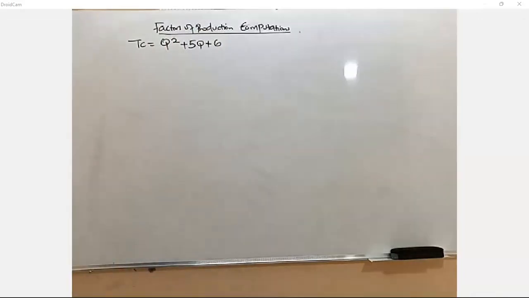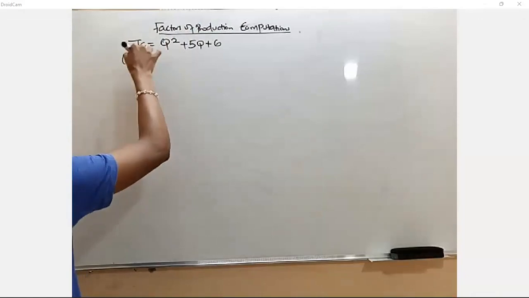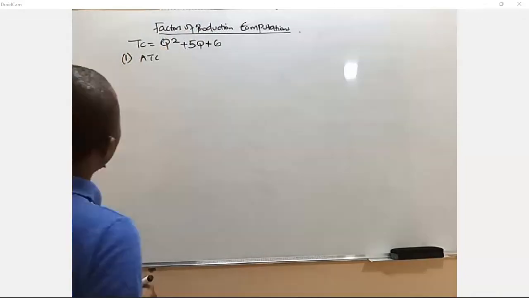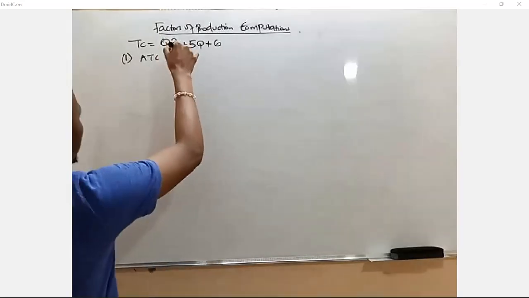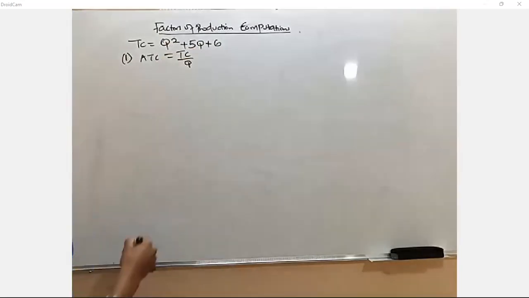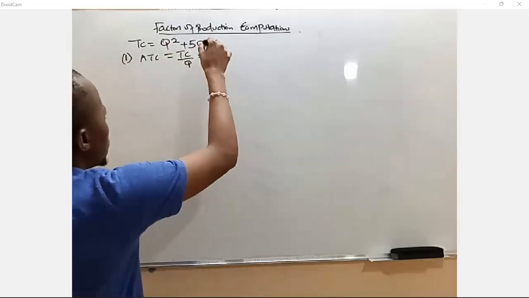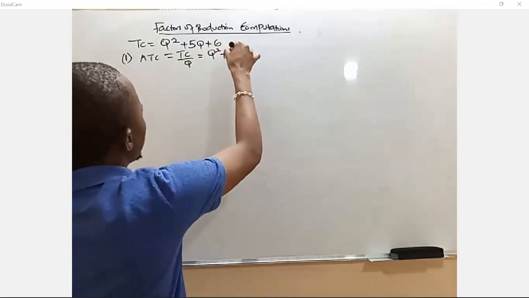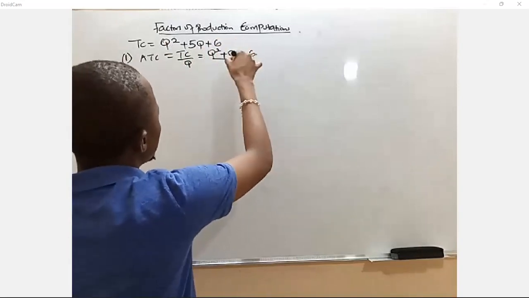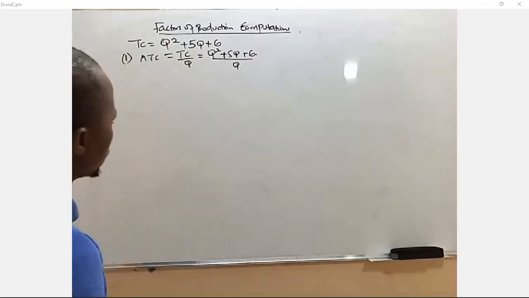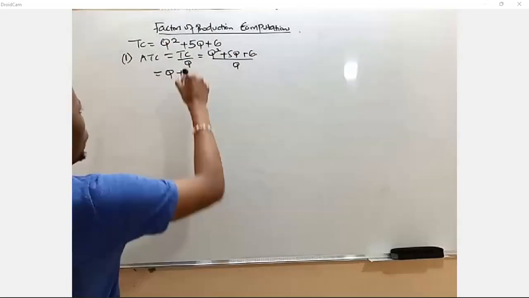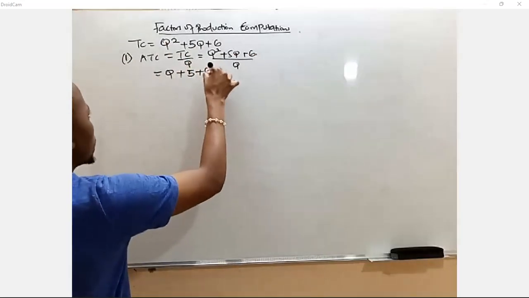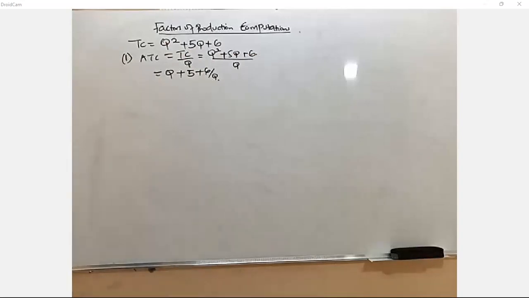Then the examiner is asking us, number 1, the average total cost function. To get the average total cost function, we take the total cost and divide by our Q. So how much is our total cost function? It is Q squared plus 5Q plus 6, and then you divide all of this by Q. So Q squared divided by Q will be Q, plus 5, plus 6 divided by Q. That is how you get the average total cost function.